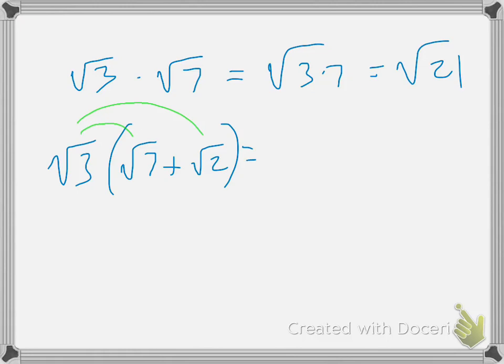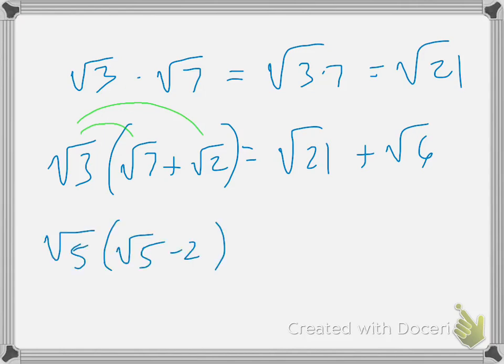So you get the square root of, I'm going to go right for it, 21, plus the square root of 6. Can't mix them together, they're different stuff, but we have distributed, got rid of the parentheses, which is always a simplifying thing to do. Let's make it a little more interesting. Square root of 5 times the quantity square root of 5 minus 2. Do that thing that you do.